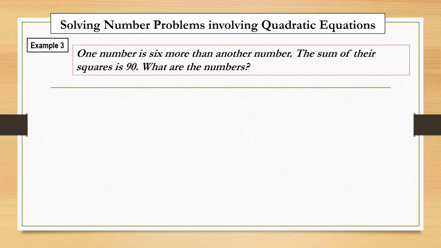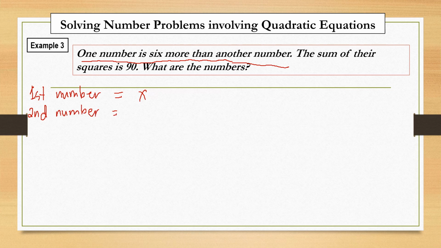Let's have our third example. One number is 6 more than another number. The sum of their squares is 90. What are the numbers? So in this problem, we are dealing with two numbers. It says here, one number is 6 more than another number. Let's say that the first number is x. So if x is the first number, how can we represent the second number? We have here 6 more than another number. So if the first number is x, the second number would be x plus 6.